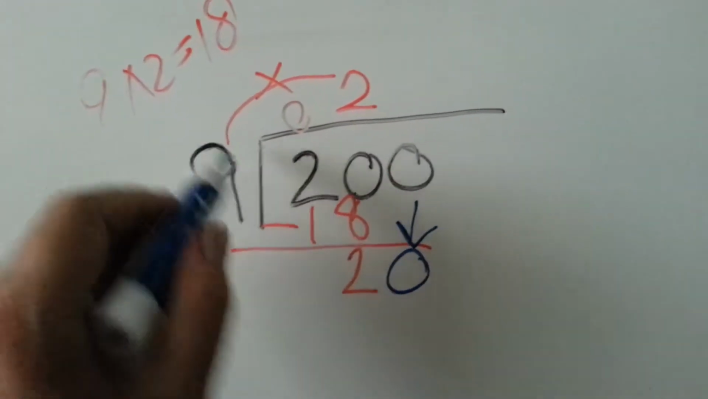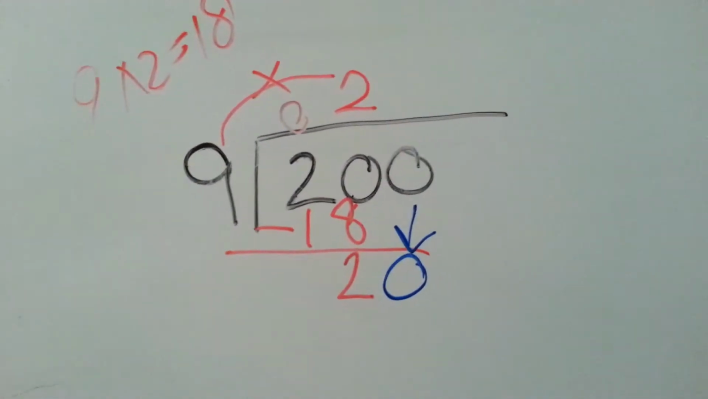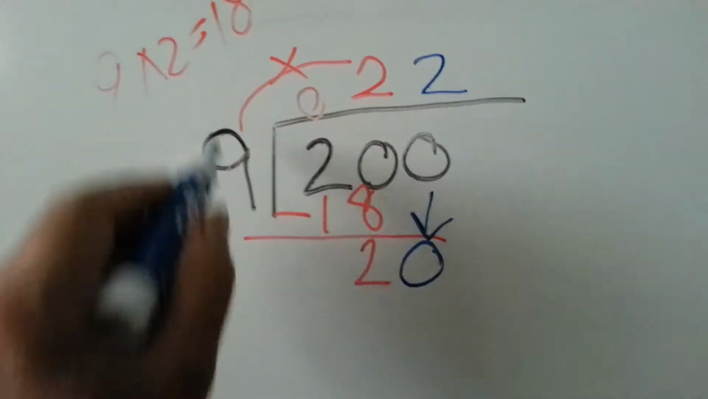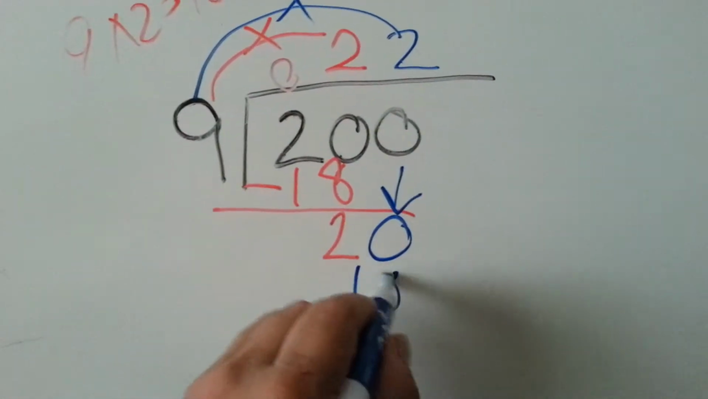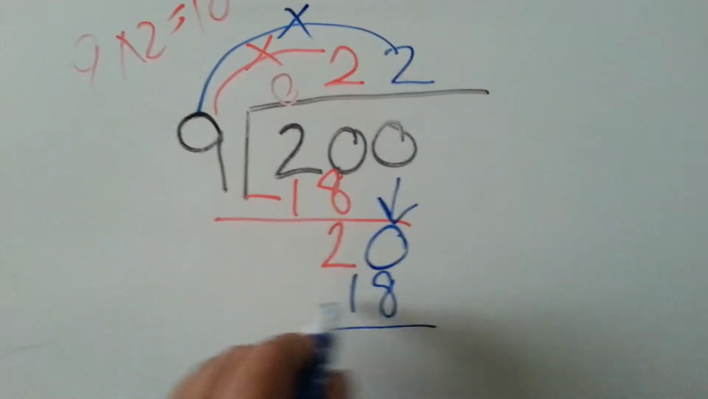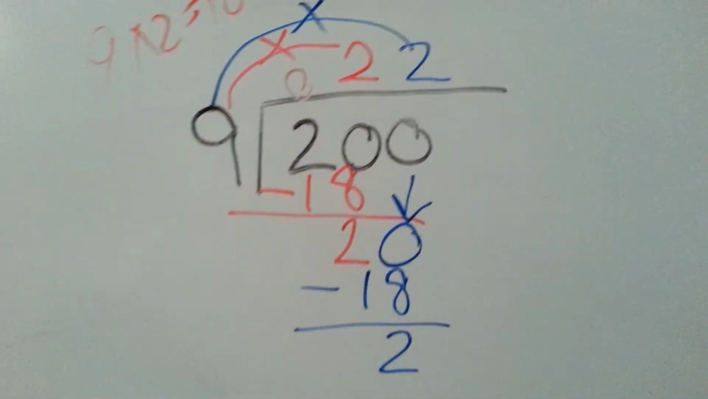So now it is the zero's turn to come down right here. And we ask again, can 9 go into 20? Yes, it can, 2 times. We do our multiplication. 9 times 2 is 18. 20 minus 18 is 2.